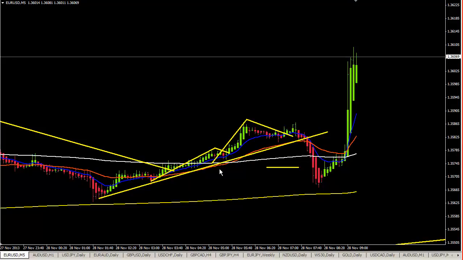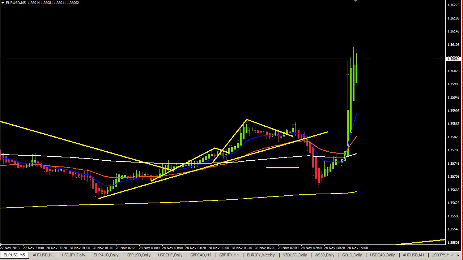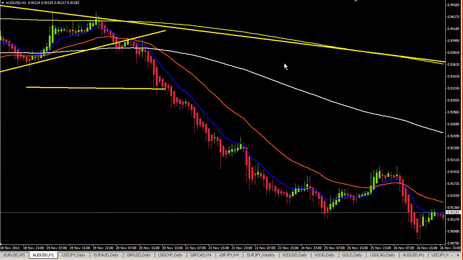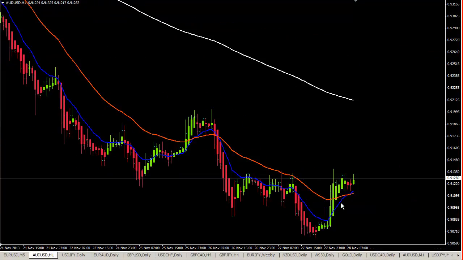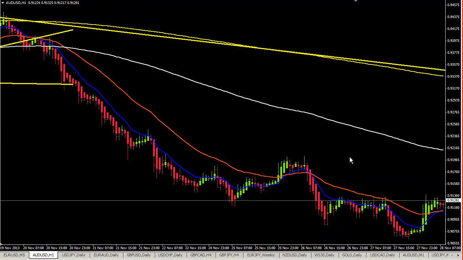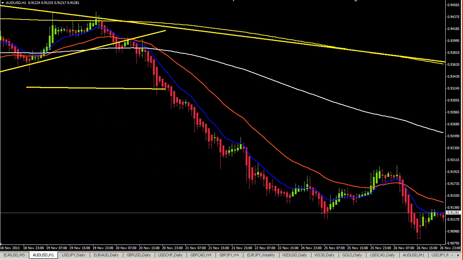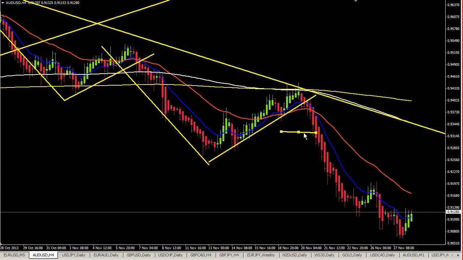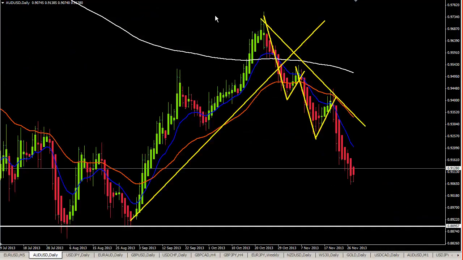Okay, perfect. Now, let's switch to the next pair, the Australian dollar. That's something I also want to discuss with you later on with the Renko bars. Before we do that, let's switch to the daily charts. Okay, this is our win-win situation.